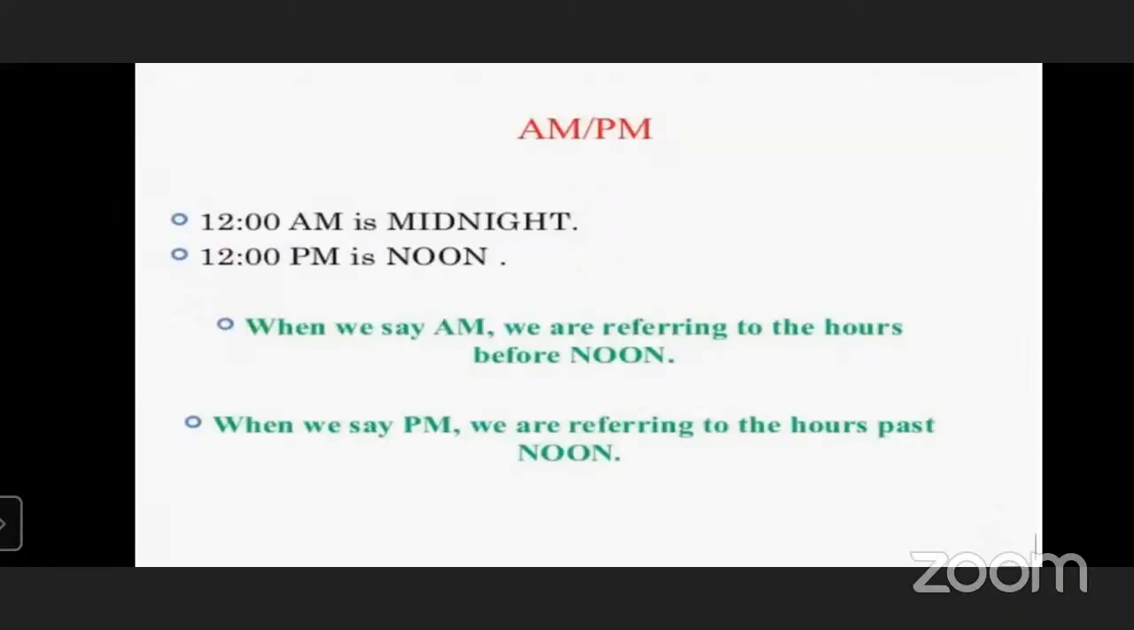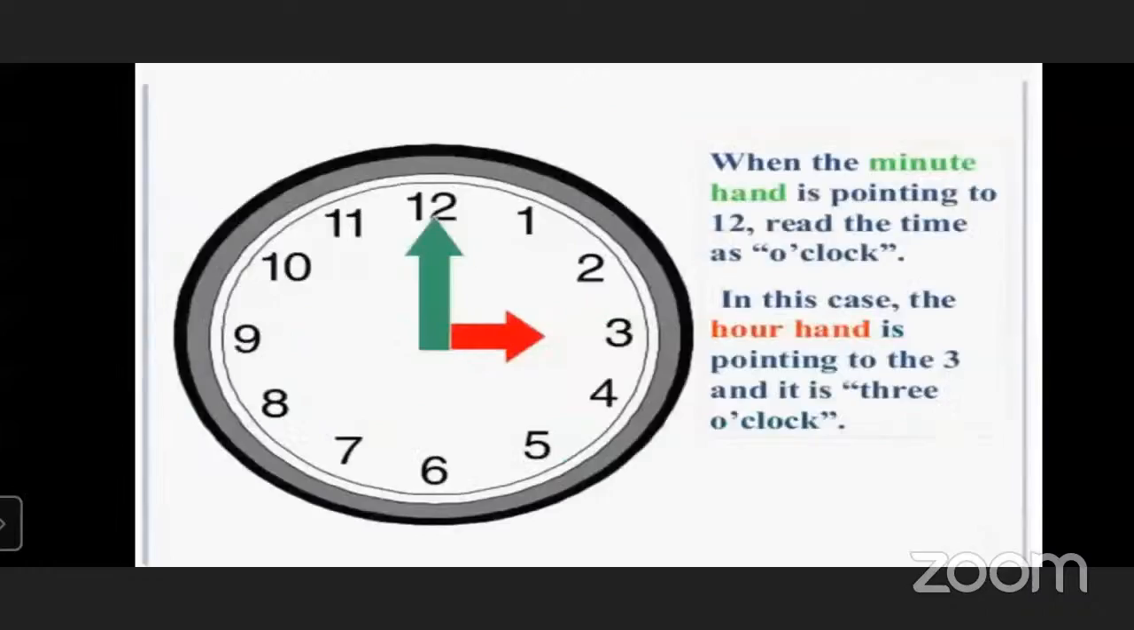Whenever we say AM, we are referring to the hours before noon, and whenever we say PM, we are referring to the hours after noon. When the minute hand is pointing to 12, it is read as o'clock. In this case, whenever the hour hand is pointing to 3, it is 3 o'clock.